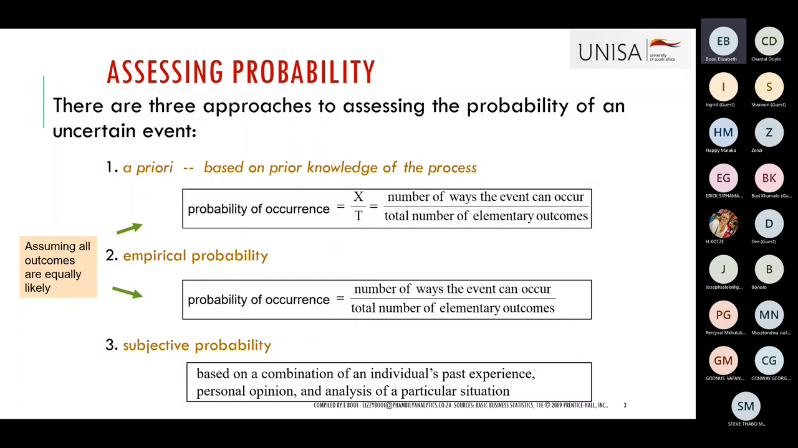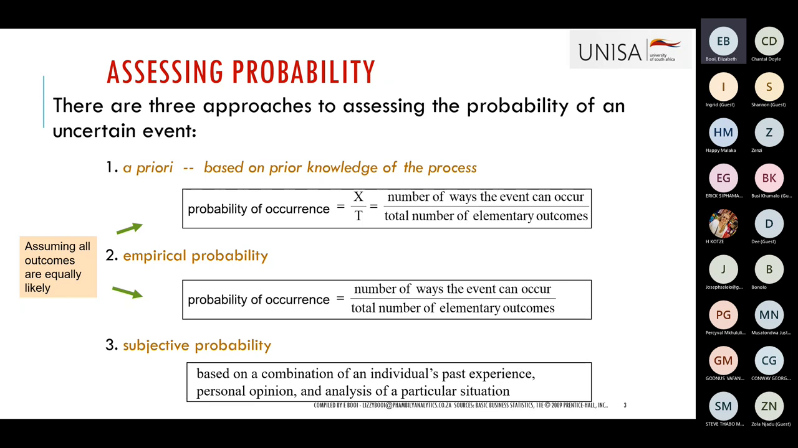But a priori is based on the prior knowledge of the process. So if, for example, the event is tossing a coin, I should be able to calculate the probability of a coin landing on a head. That is based on the fact that I know that a coin has a head and a tail, and it's a 50-50 chance that it will land on a head. We calculate it by using X divided by T, where X is the outcome that you are getting from that event, and T is your sample space or your grand total, the total number of outcomes, all of them combined.